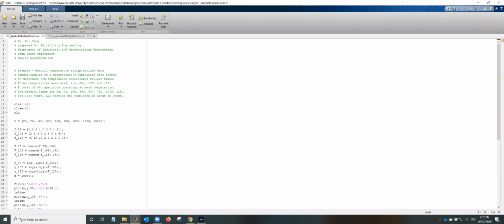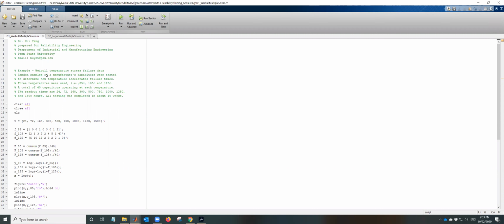We have stressed failure data. They follow the Weibull distribution. And let's use the Weibull probability plotting to see whether the data follow the Weibull distribution.